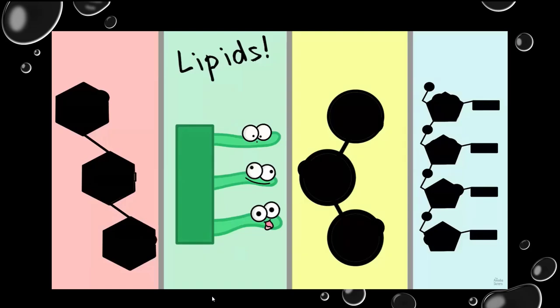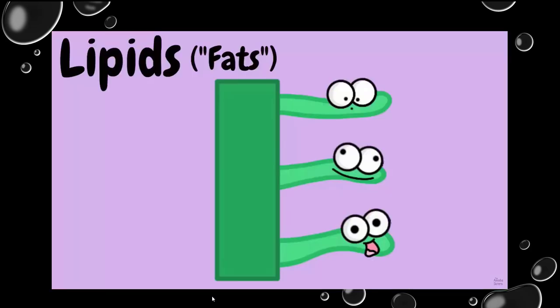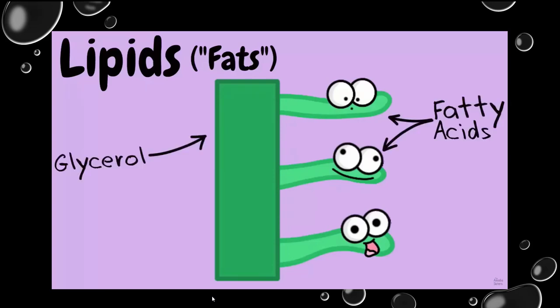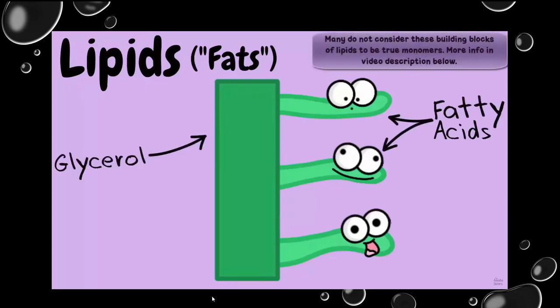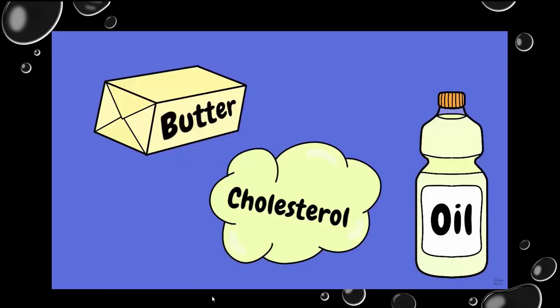Next one up is a diverse group known as lipids. Lipids are better known as fats, and they have 2 different types of building blocks. One type of building block is called a fatty acid, and the other type is called a glycerol. Now, examples of lipids include butter, oil, and cholesterol.